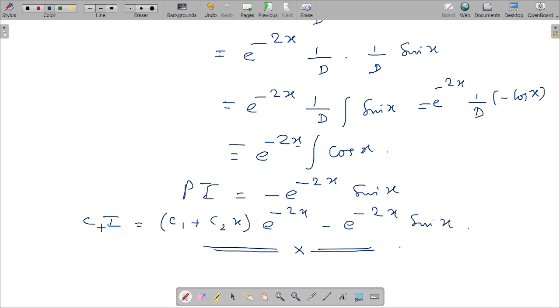Okay, so up to now we have discussed 4 types. Type 1 is exponential, type 2 is trigonometric, type 3 is algebraic, type 4 is a function multiplied with exponential. So one more type is there, the function which contains algebraic and trigonometric. How to solve this we can see in the next class.